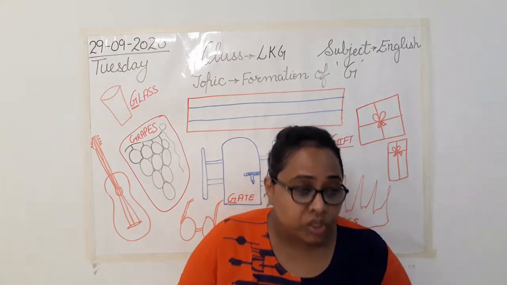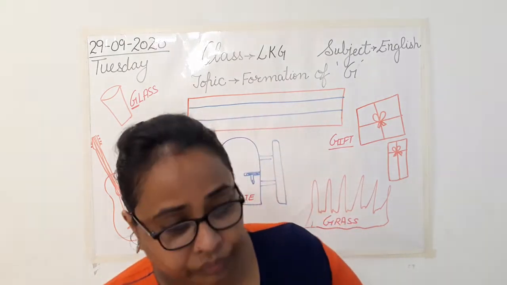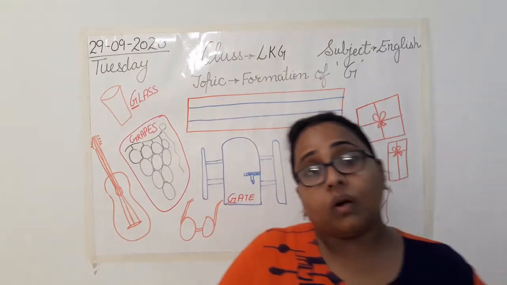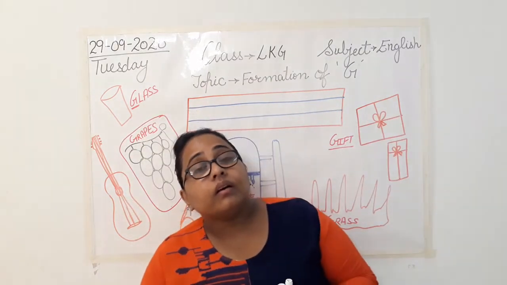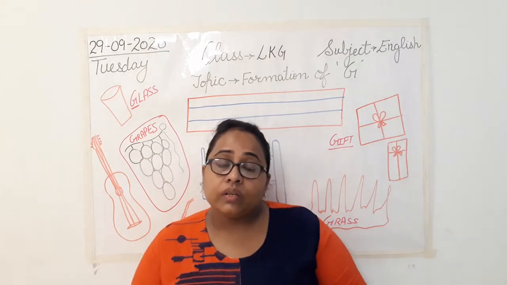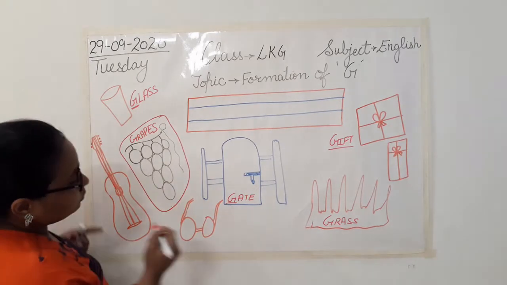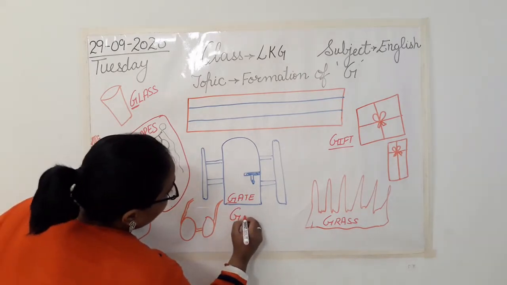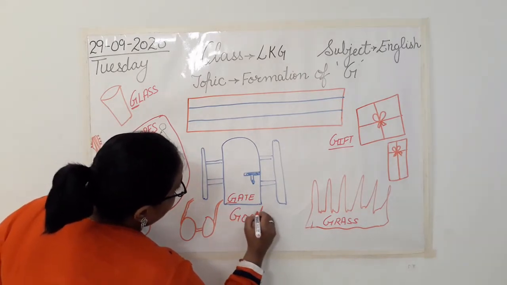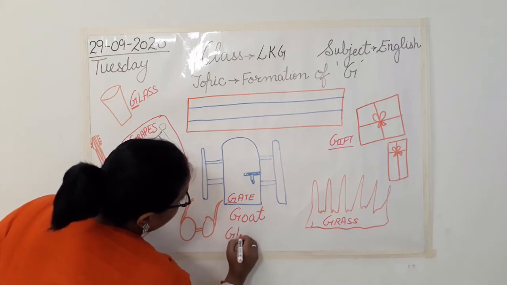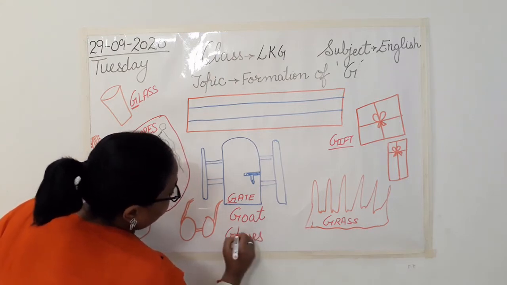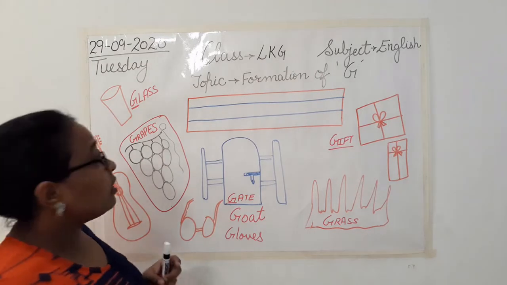Again we have something with G. Then we have goat. G, goat. बकरी देखी है आपने? G, goat. We call it goat. So again that is G, goat. So I'll write here G, goat. G, gloves. Isn't it? Then we have G, girl.